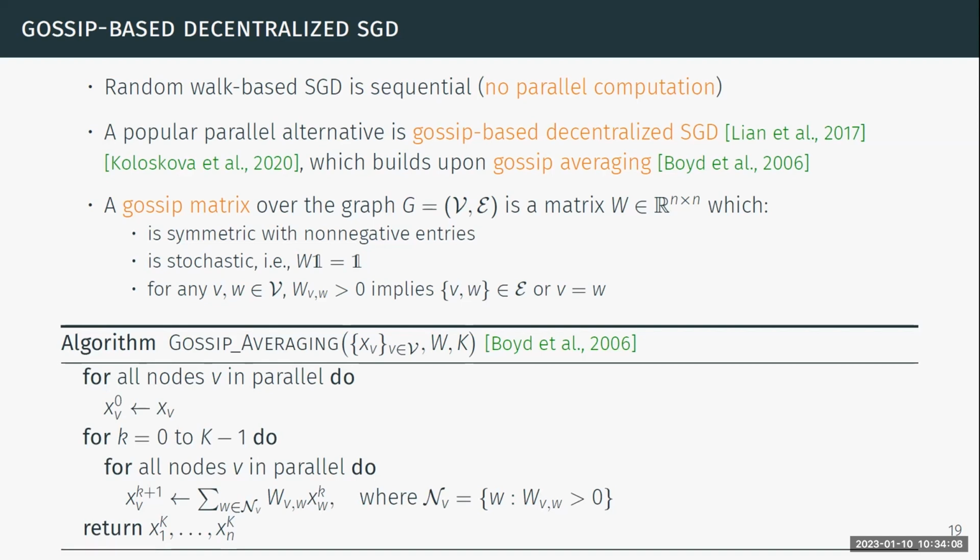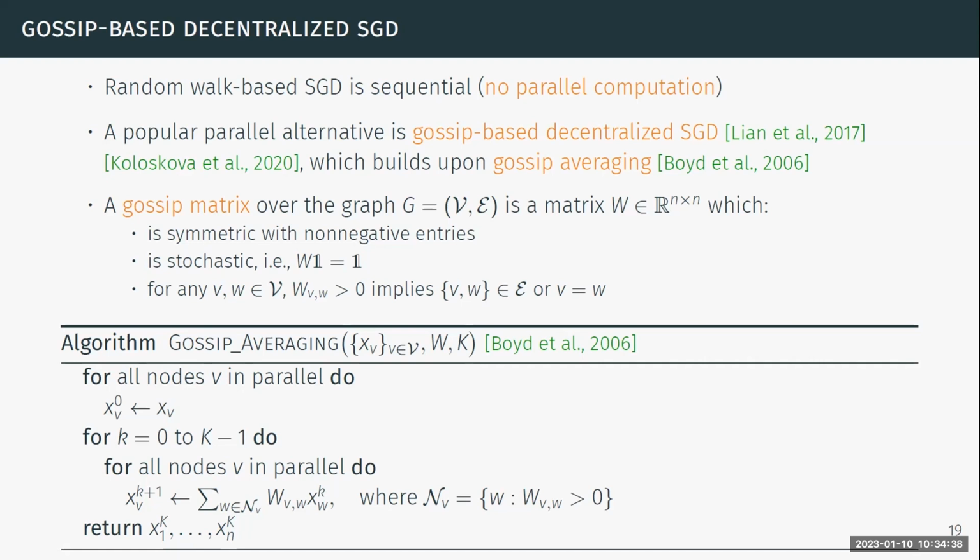Each node has an input value that they initialize and put in an iterate. And then at each step, all nodes in parallel will essentially retrieve the current value of their neighbors and do a weighted average of the value of their neighbors according to this matrix W. Recall that this sums to 1 in columns and rows, so I am really doing a convex combination of my neighbors.